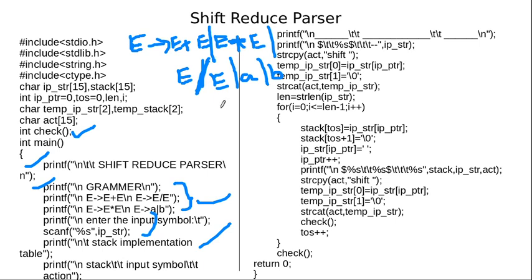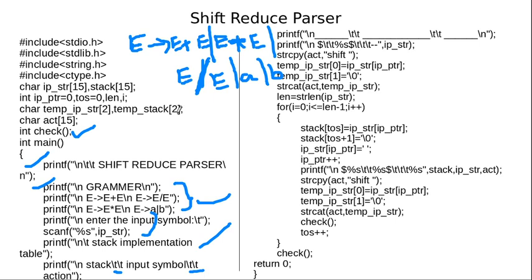How many columns do we want to represent? Stack, then input string content, nothing but input symbols, and the last one, action. For good visualization, I am using two tabs for each and every column space. Stack, two tabs, then input symbol, two tabs, then action. Initially I am going to print the content.